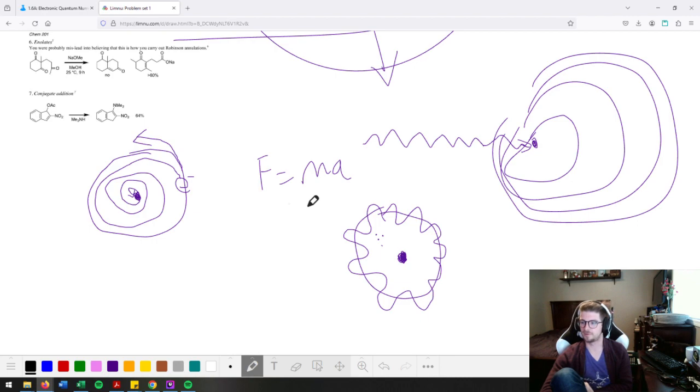Actually, I just want to take a very small tangent. I heard a pretty good analogy the other day of how you can think about the wave-particle duality.